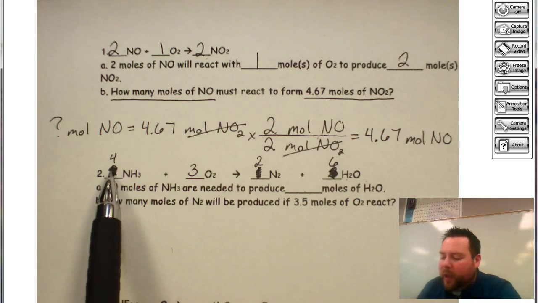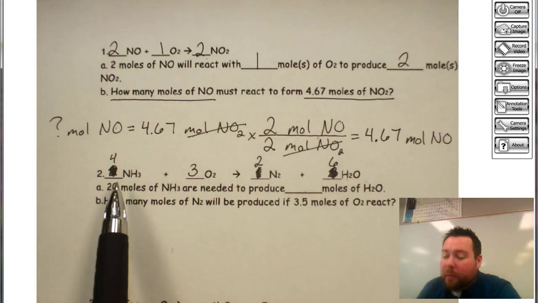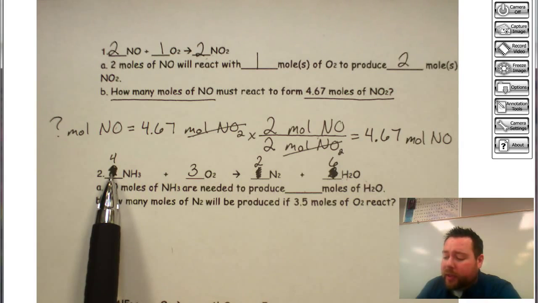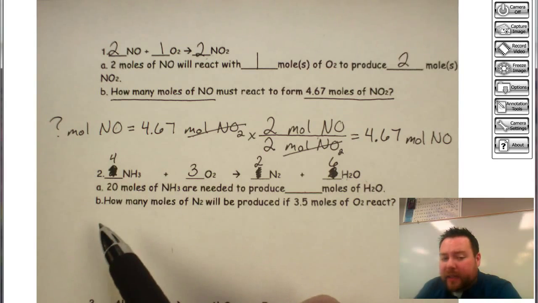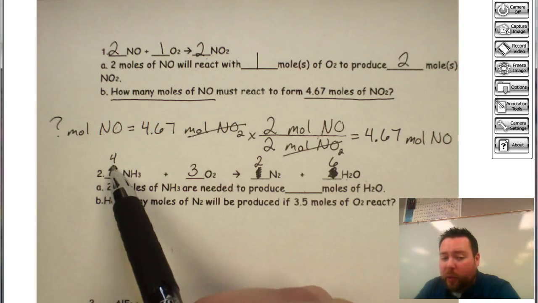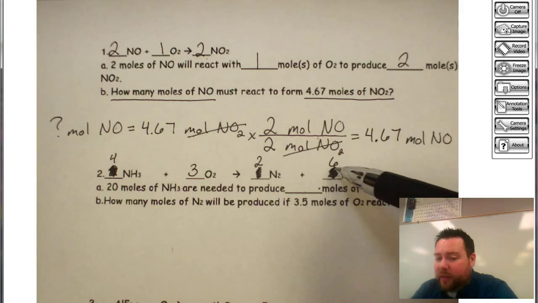But in our expression, we had a 4:6 ratio. So we have more water. We're producing more water, more moles of water, I should say, than moles of ammonia that is going into the equation. So we want to maintain that relationship. So 20 is 5 times bigger than 4. So logically, wouldn't that make sense that whatever this number is going to be 5 times bigger than this coefficient?